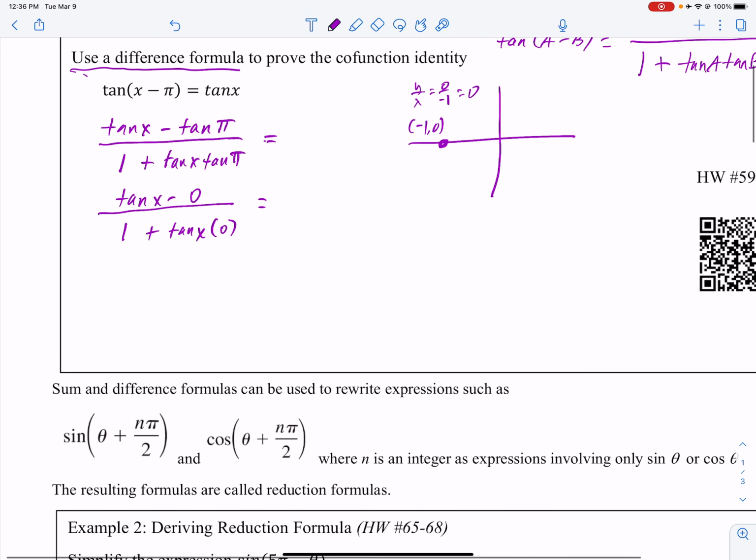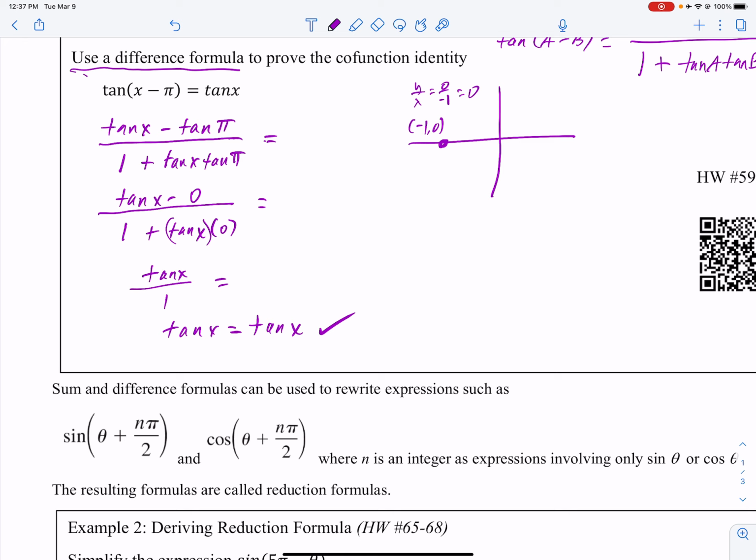Then you can simplify in the numerator. You have a tangent of x. And in the denominator, this might be a little clearer if you put parentheses on the tangent of x, and that you're multiplying that times 0, so that simplifies to just tangent of x over 1. So we have tangent of x, and ta-da, that equals tangent of x. So for an identity, you're going to start by copying the original down and then working from there.